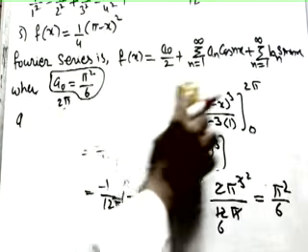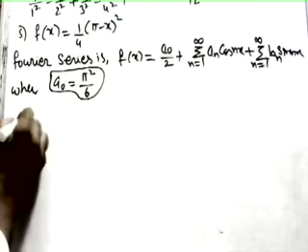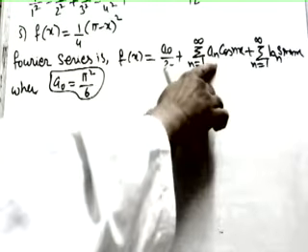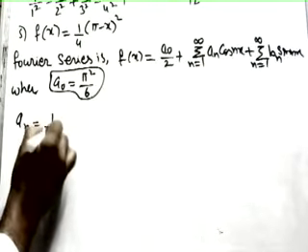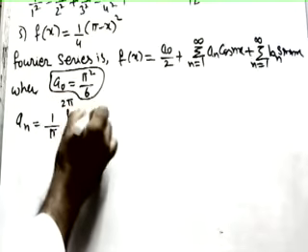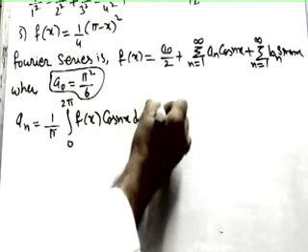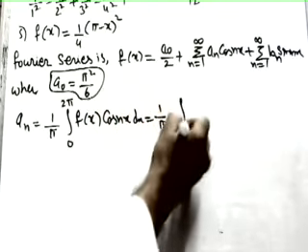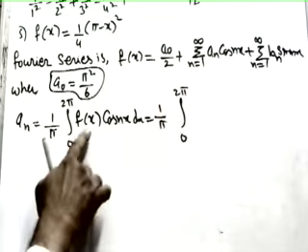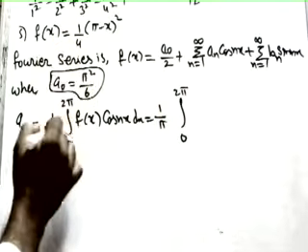So what is the next step? Next step, we have to find a n. So let me first write the formula of a n. What is the formula of a n? Here we are having a n. This formula is 1 by pi integration 0 to 2 pi f of x into cos nx dx, equals 1 by pi integration 0 to 2 pi. What is f of x here? This is the f of x.